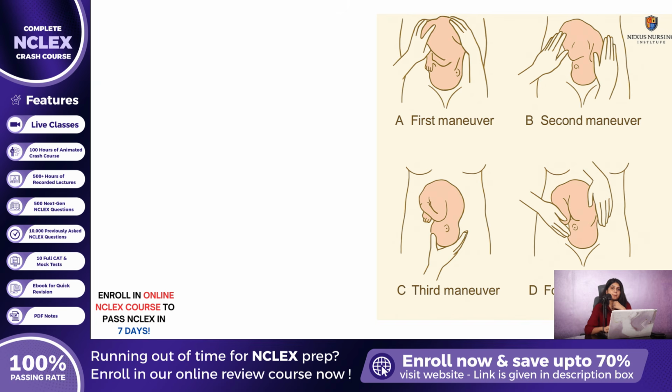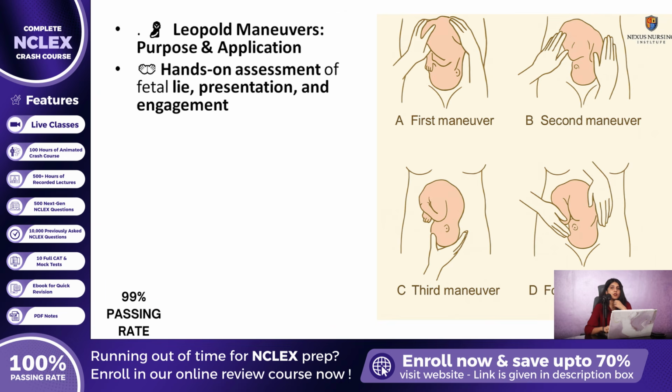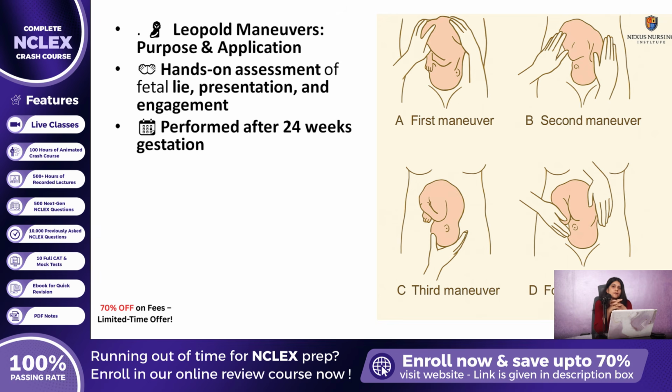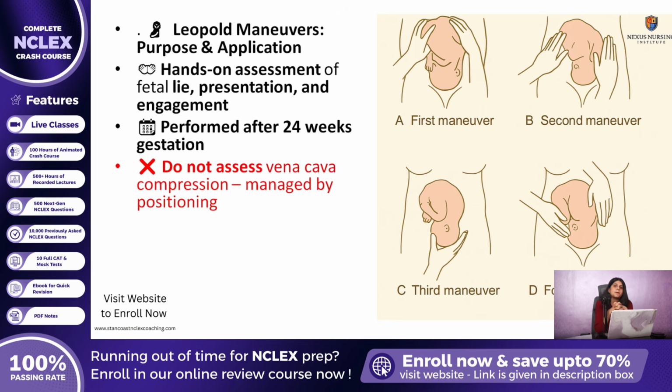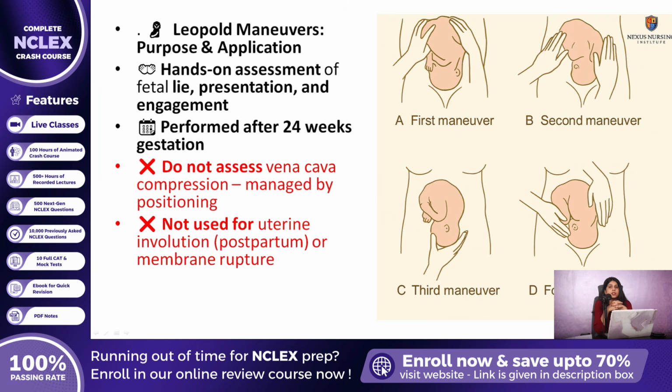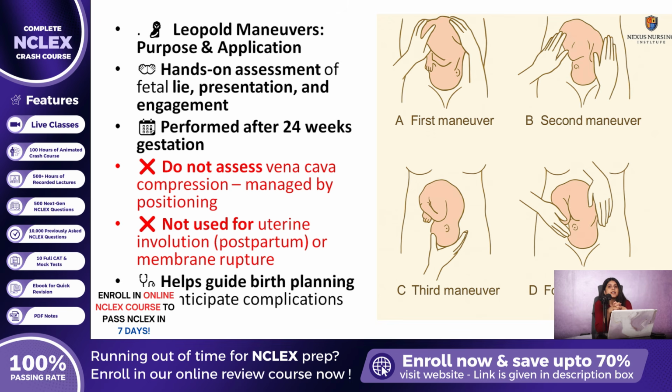Leopold maneuvers involve specific hand placements on the maternal abdomen to determine fetal lie, presentation, and engagement. They are typically done after 24 weeks of gestation. Vena cava compression is addressed through positioning, not palpation. Uterine involution is a postpartum concept, and rupture of membranes is confirmed using tests like the Fern or nitrazine test, not through Leopold maneuvers. These assessments help guide birth planning and anticipate delivery complications.